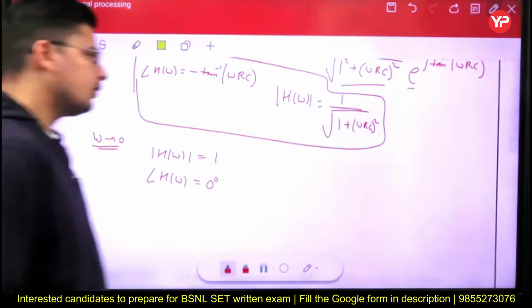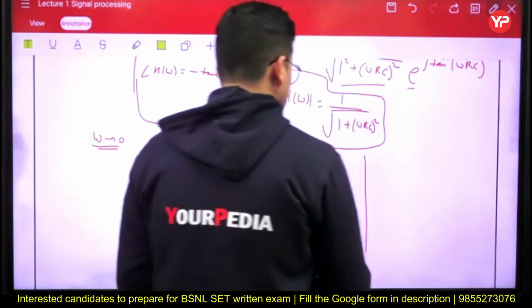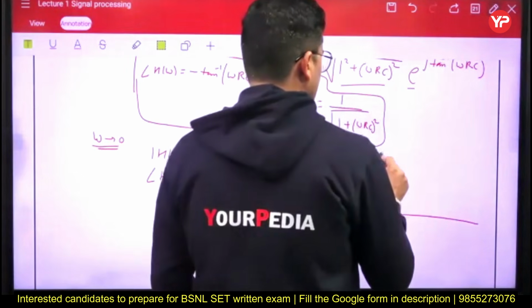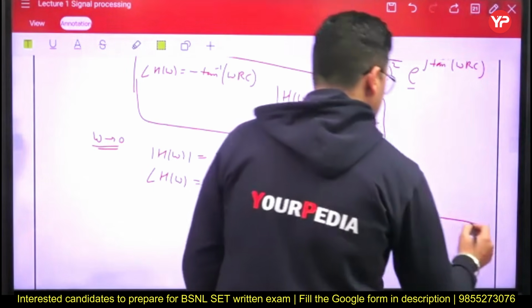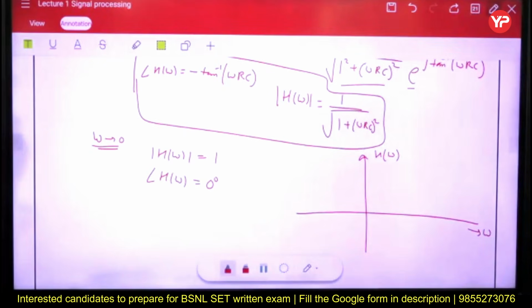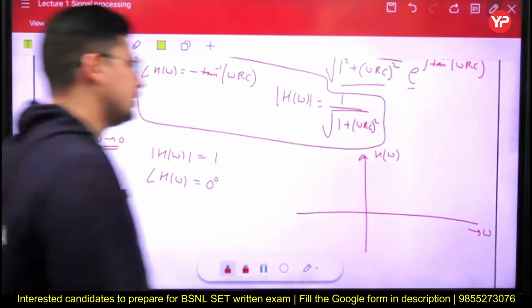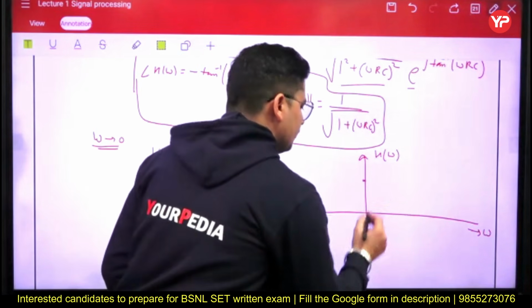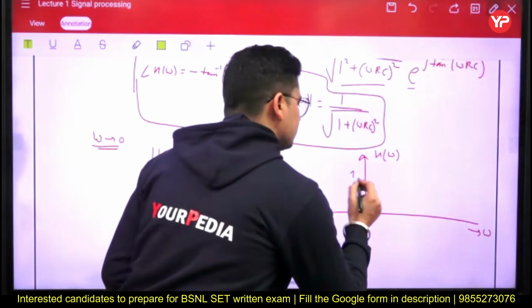Right, I'm trying to draw the graph of the magnitude separately. H of omega. Here we have the omega value on this axis. So when I put omega equals 0, the magnitude of H of omega becomes 1. So let's mark that: at 0 frequency, its magnitude is 1.